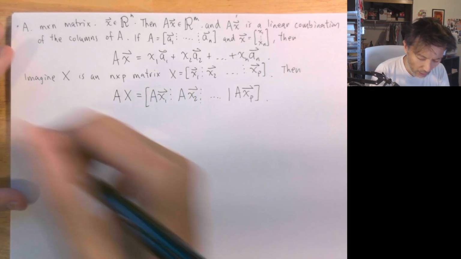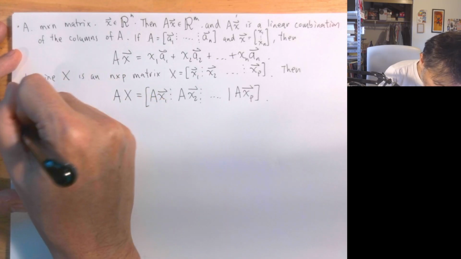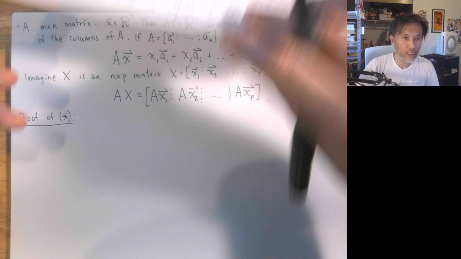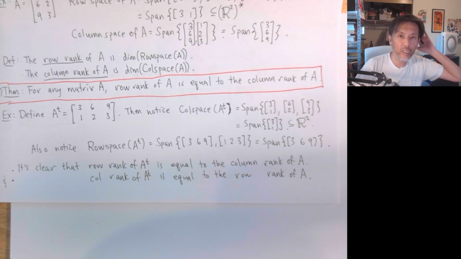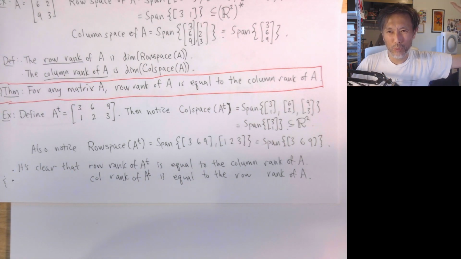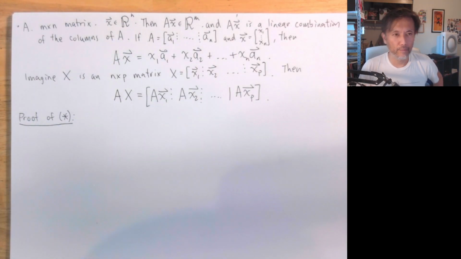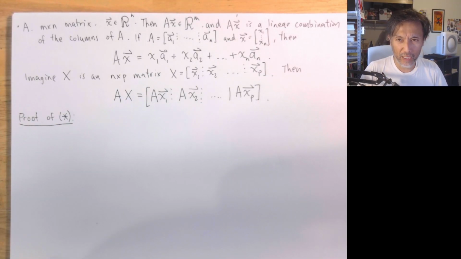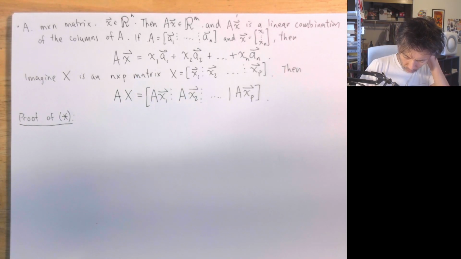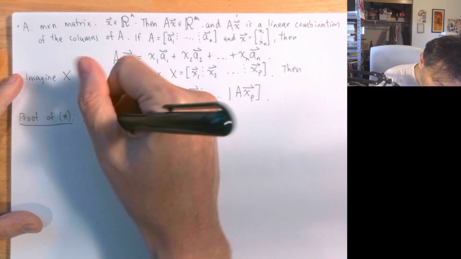Okay, so now the proof of theorem star. What was theorem star again? For any matrix A, the row rank of A is equal to the column rank of A. That's what we want to prove. I'm a little scared. We're going to get through this. We're going to persevere. Got like 20 minutes. That's fine. We're going to do our best. So, let's say we have A, an m by n matrix.